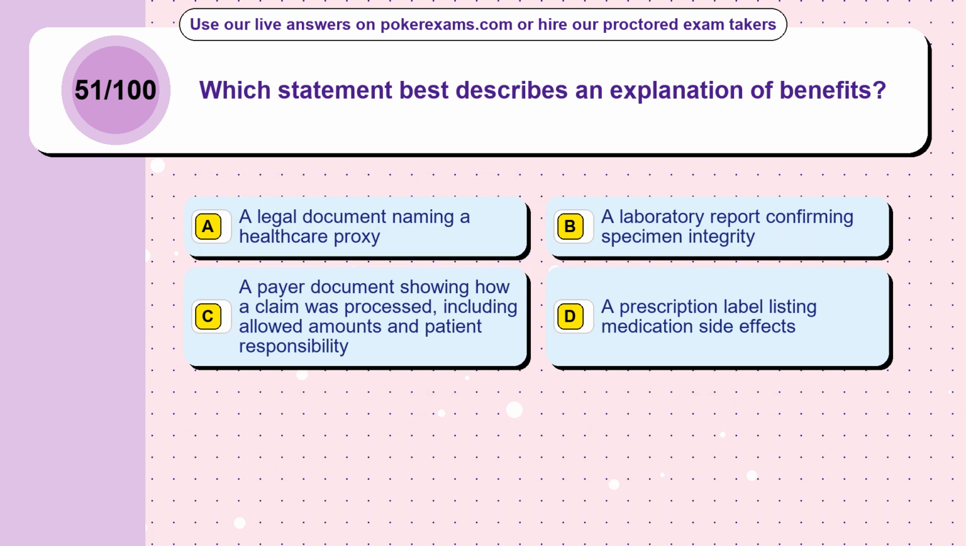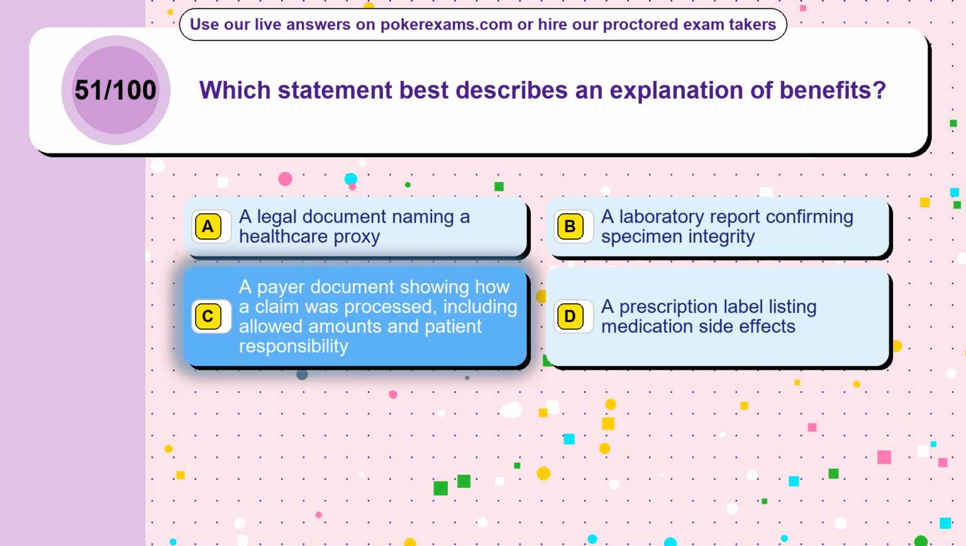Question 51. Which statement best describes an explanation of benefits? Option A. A legal document naming a healthcare proxy. Option B. A laboratory report confirming specimen integrity. Option C. A payer document showing how a claim was processed, including allowed amounts and patient responsibility. Option D. A prescription label listing medication side effects.